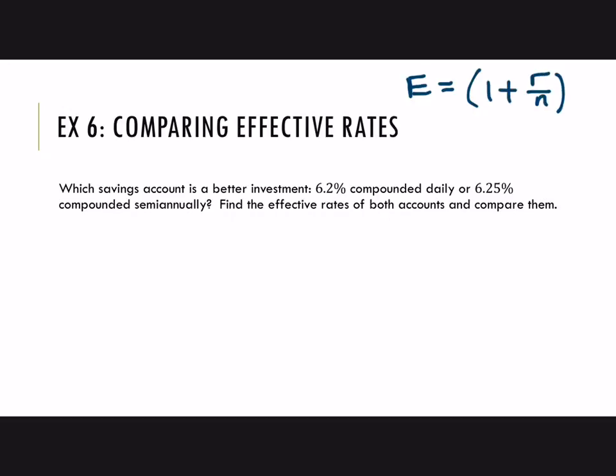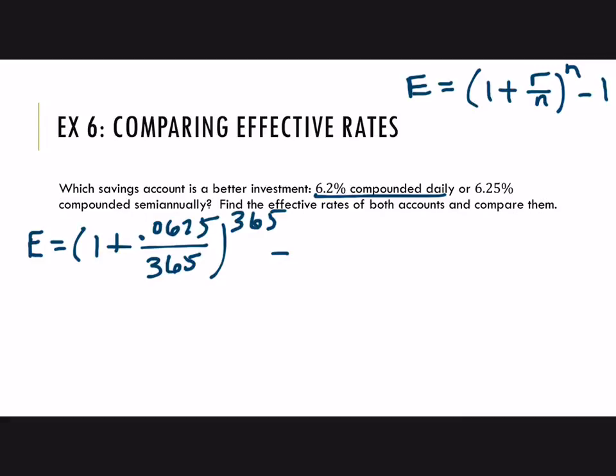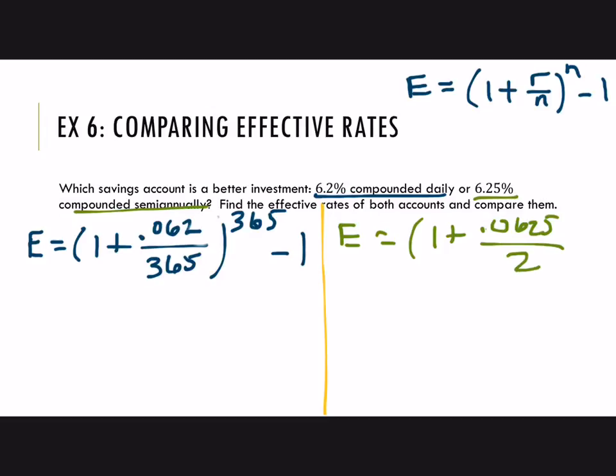Okay, here's the effective rate formula. So for the 6.2% compounded daily, we have 1 plus 0.0625, and then n is 365. Okay, and then for the other one, the 6.25% semi-annually, oh, sorry, there's a mistake there. This should be 0.062 in the first one. Okay, and then here we have 0.0625 semi-annually, so twice a year, minus 1. Okay, find those two values and see which one is better.